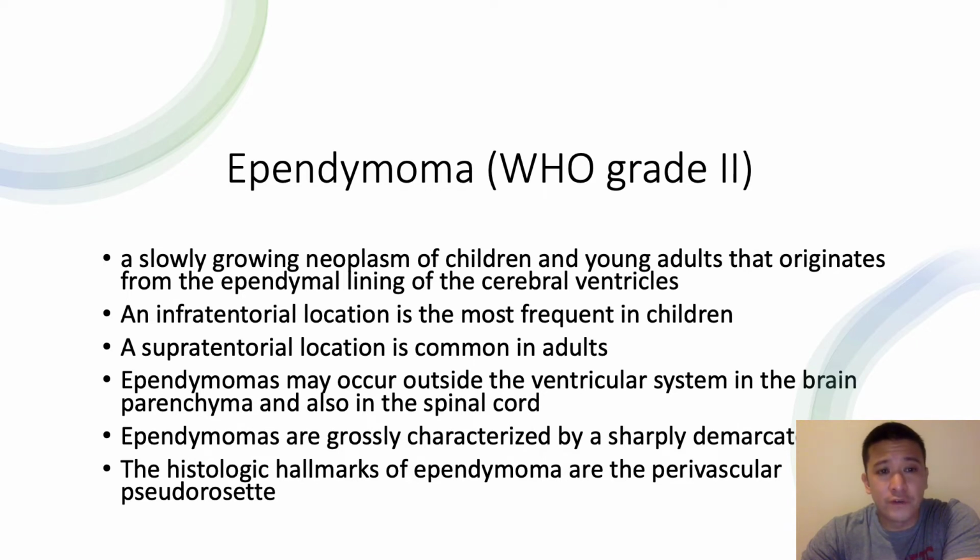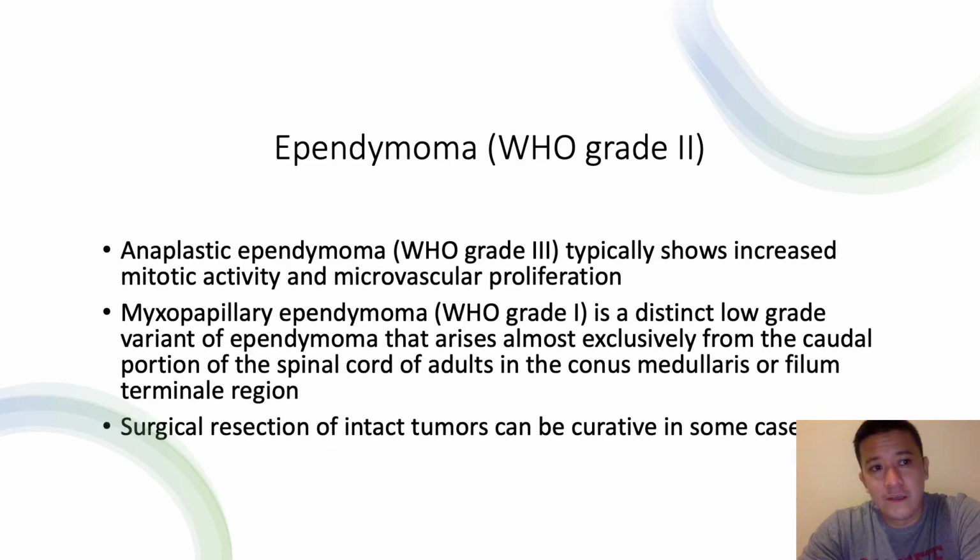An infratentorial location is most common in children, and for adults, it's most commonly located in the supratentorial component. So ependymomas may occur outside the ventricular system in the brain parenchyma, and also in the spinal cord. Ependymomas are grossly characterized by a sharp demarcated edge, and its histologic hallmark is perivascular pseudorosettes. So anaplastic ependymomas, which are given the classification of WHO grade 3, typically show increased mitotic activity and microvascular proliferation.